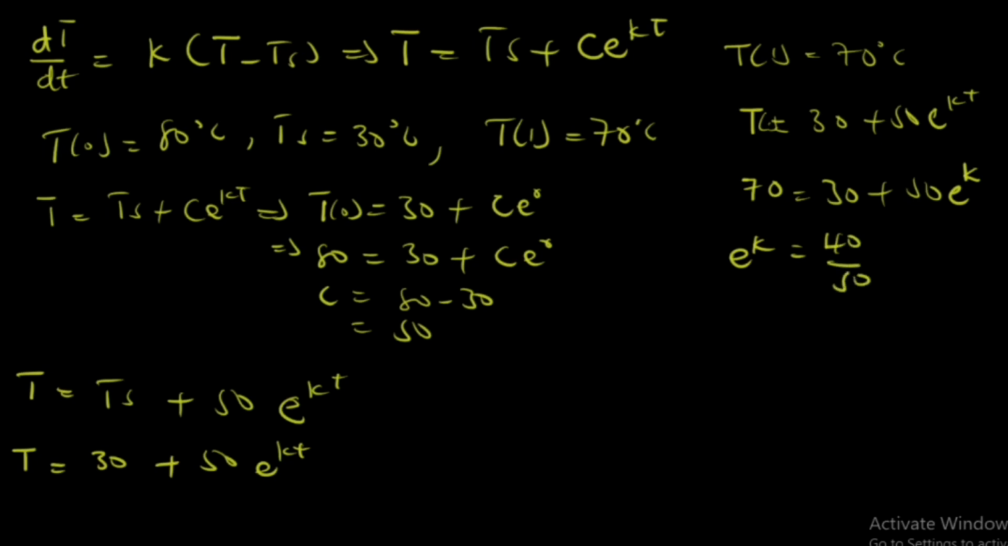And therefore, we take the ln. So when you take ln, e^k is equal to 40 over 50, and the ln cancels the e, giving you K equal to ln 0.8. So this is our K. This is very simple. There are two things: we use the initial condition to find the initial value, which is C, and then we use the additional information to find K, the additional value. Are you getting it?